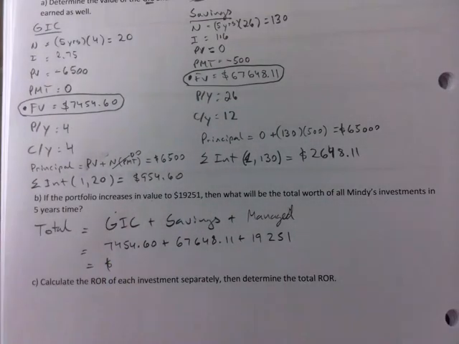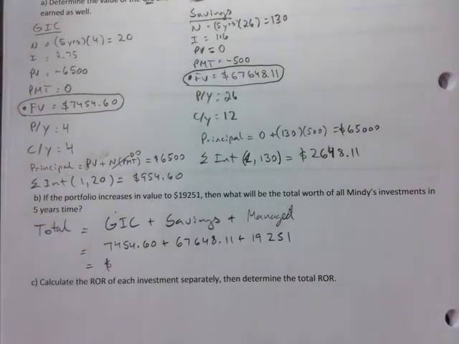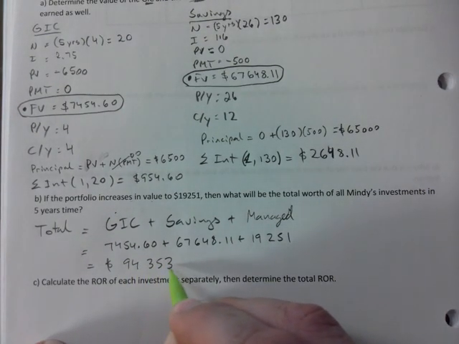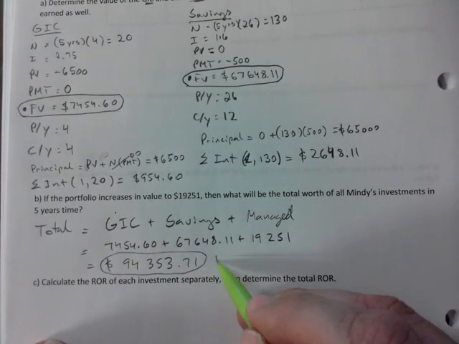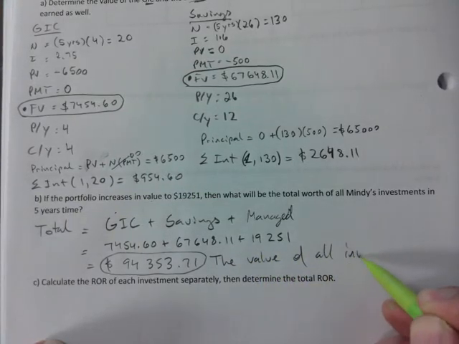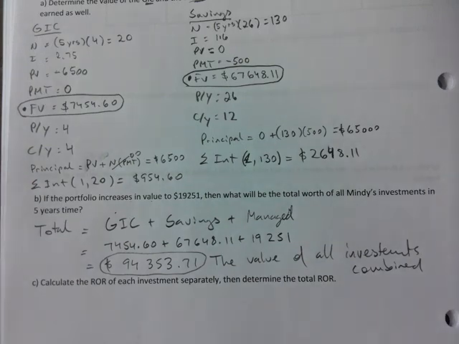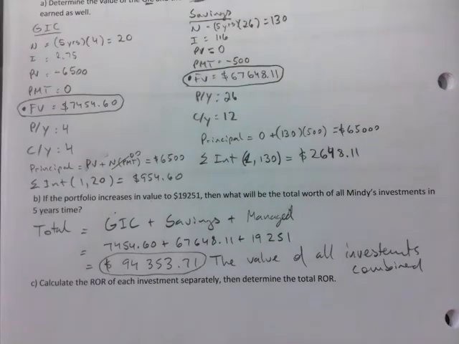So when you do that, I got 94,353.71. So that is the value, right? The value of all investments combined. Calculate the rate of return of each investment separately. Then determine the total rate of return.